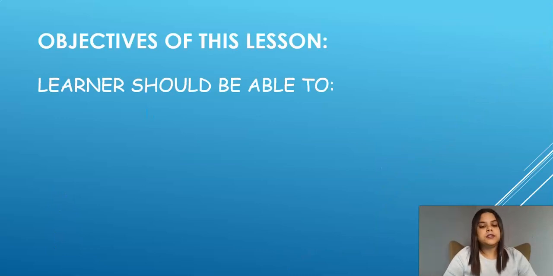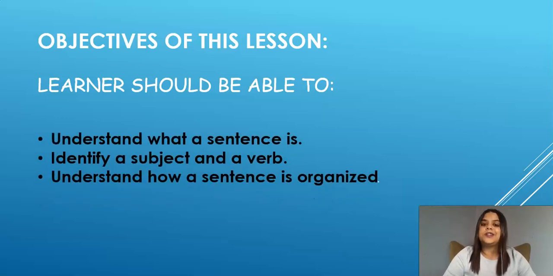So at the end of this lesson, I would like you to be able to do or know the following things. Understand what a sentence is. Identify a subject and a verb. Understand how a sentence is organized. Right at the end of this lesson, I would like to know that these are the things that you are able to do. And the way that you'll be able to know that is at the end of this lesson, there will be a homework activity and you can complete that one on your own. Again, any questions you might have, please direct them to the email address at the bottom of this web page.